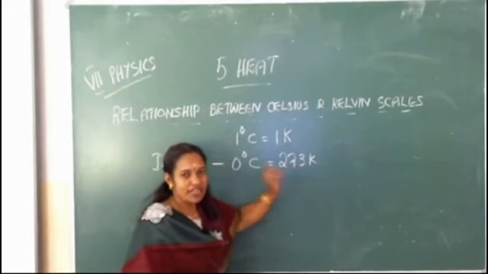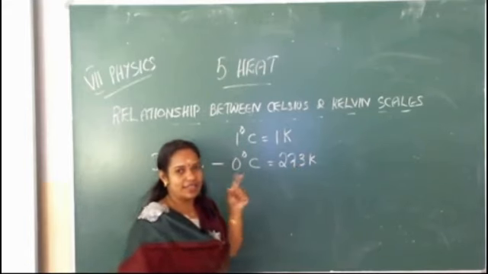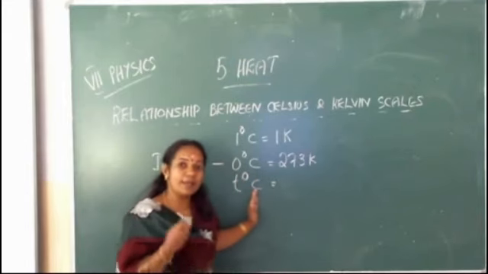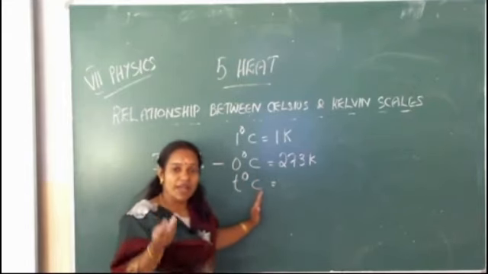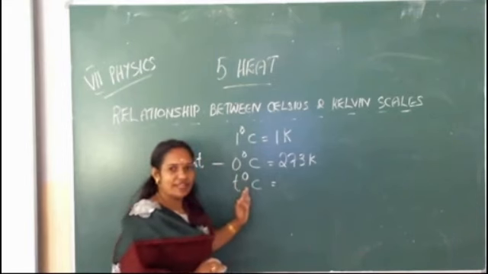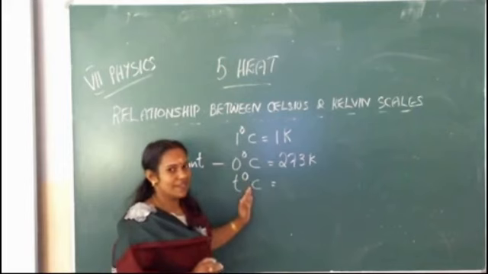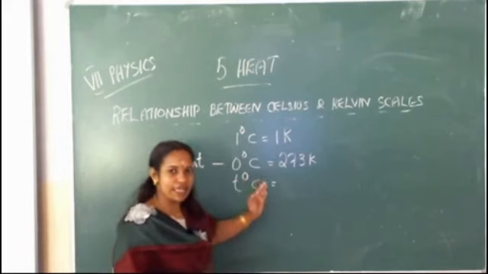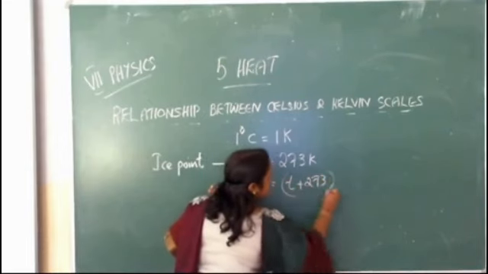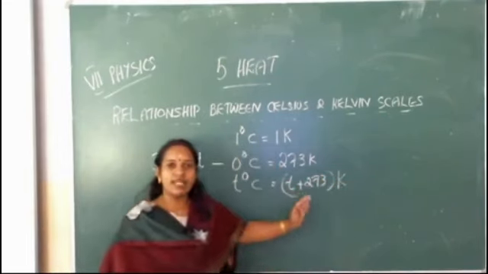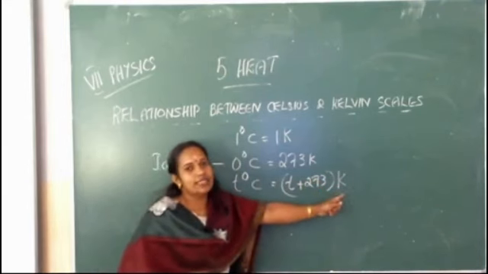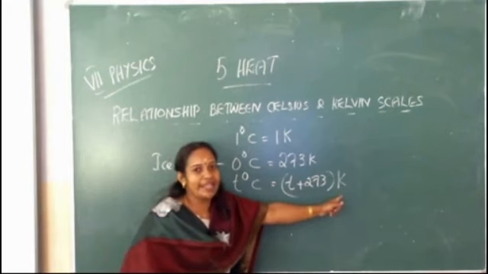So generally if you are writing small t as the temperature, t degree Celsius, t may be 50 or t may be 100 or t may be 150. Generally we are taking a temperature in Celsius scale as t degree Celsius is equal to t plus 273 Kelvin. Just add 273 to the t, then you will get the temperature in Kelvin scale.